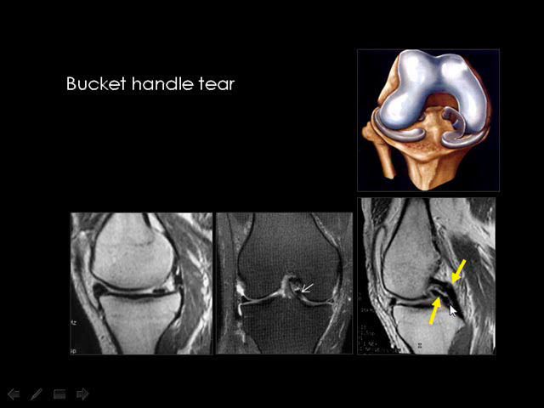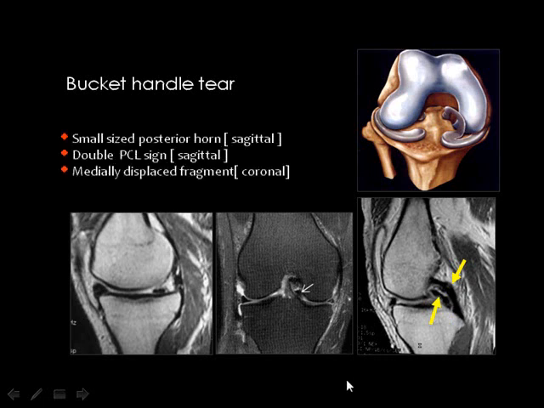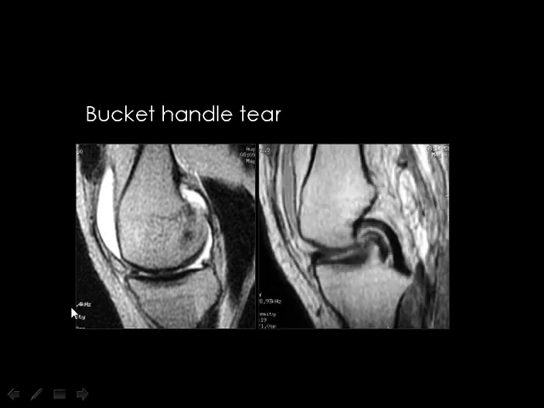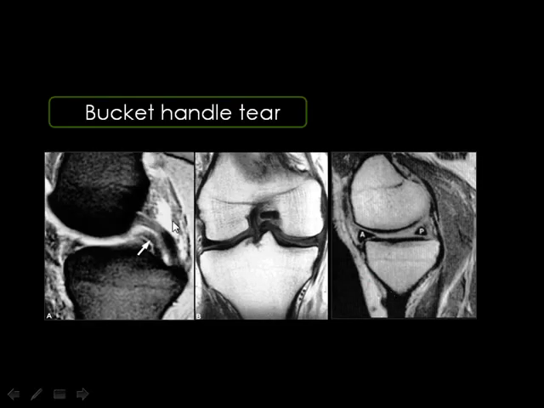Then, if you look in the MR images and you see that the posterior horn of the medial meniscus is smaller than the anterior horn, think of bucket handle. Then go to the posterior cruciate ligament. If you see another one, then you know that you are dealing with a bucket handle tear. Okay? Another try. Look at it.